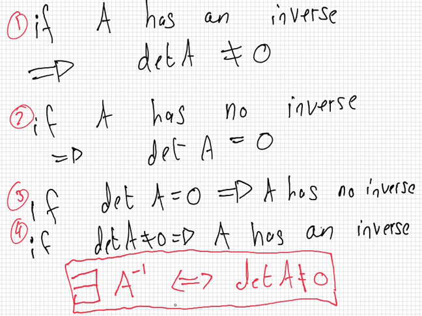Determinant is 0, no inverse. Determinant not 0, there is an inverse. And then the reverse is true. If there's an inverse, determinant is not 0. If there's no inverse, then the determinant is 0. Okay, so you can go both ways, positive and negative. Okay, so back to the question now.